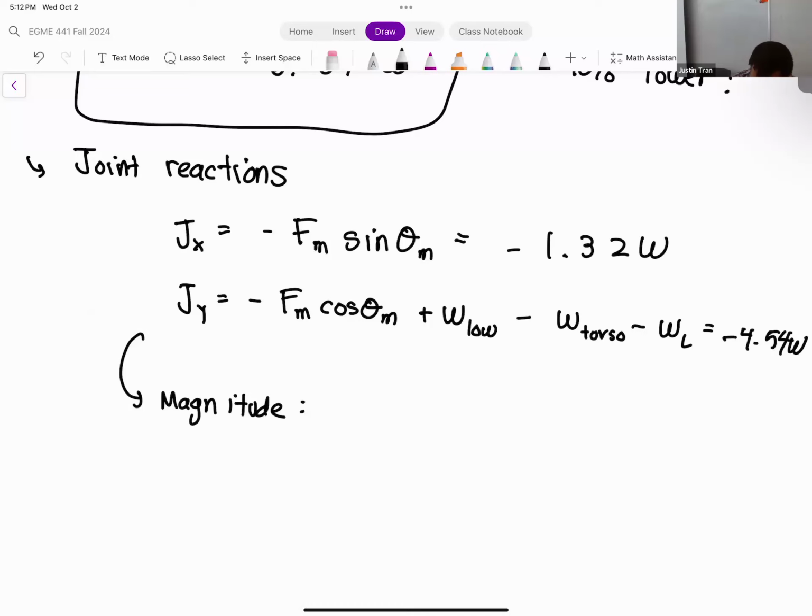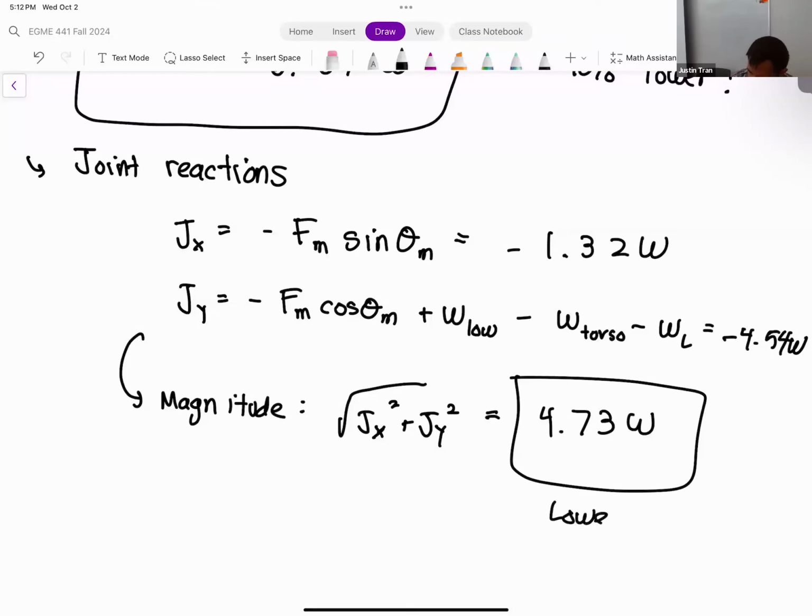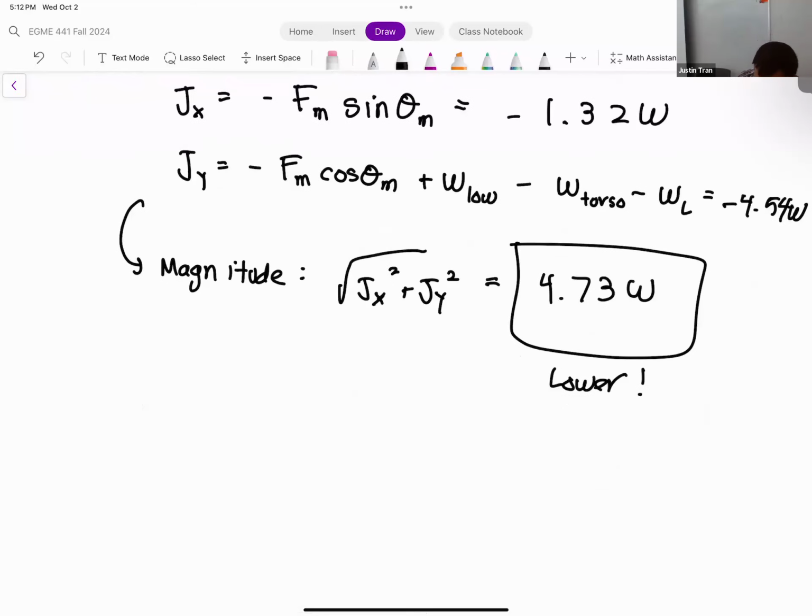As we compute the magnitude, we have the square root of Jx squared plus Jy squared. So this is 4.73 W, which again is much lower than our previous one with poor technique. Not only is the joint reaction force lower, it's being evenly distributed across the vertebrate bones because your back is up straight.